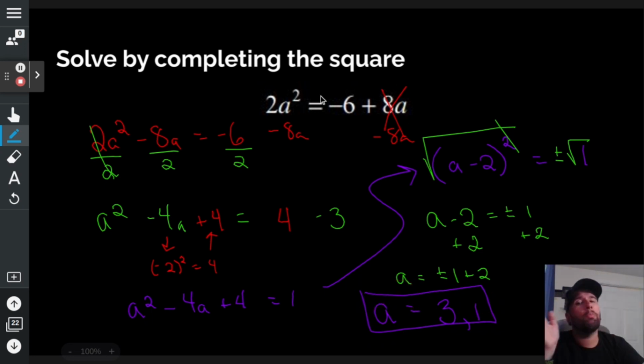Which means this problem is very factorable, but we did completing the square because I wanted you to see the process. You got to trust it. Trust the process.